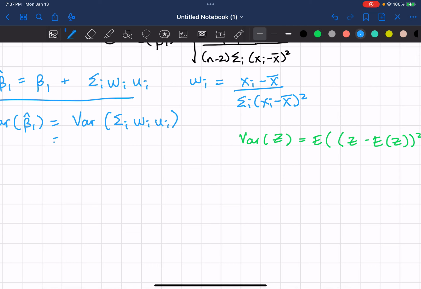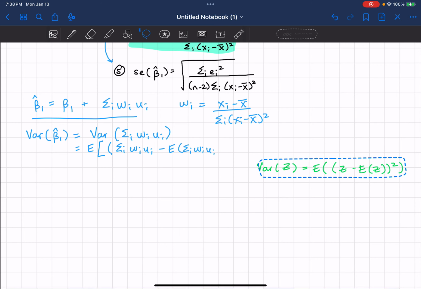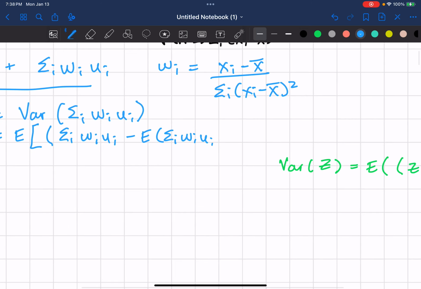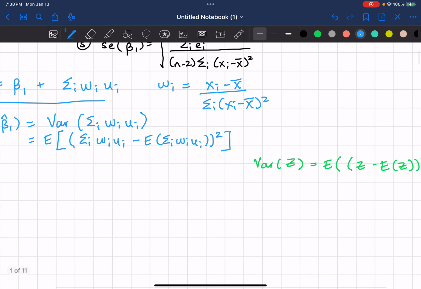So we'll say equals variance. So instead of z, I'm just going to write this. So the variance, expectation, and it's sum over i of wi ui minus expectation of sum over i of wi ui. We move this to make a little more space. We square the difference there, and then one square bracket to finish it off.